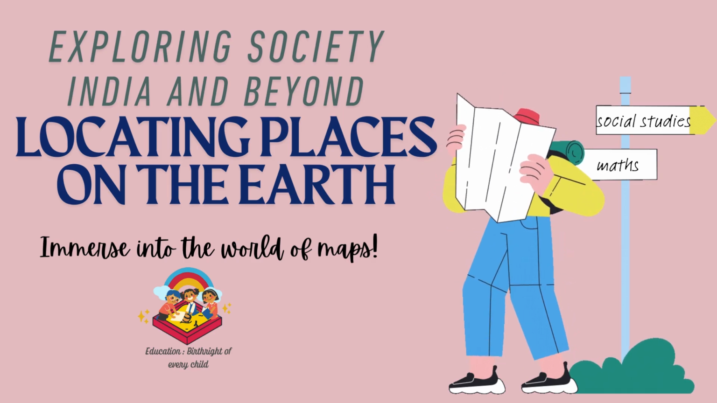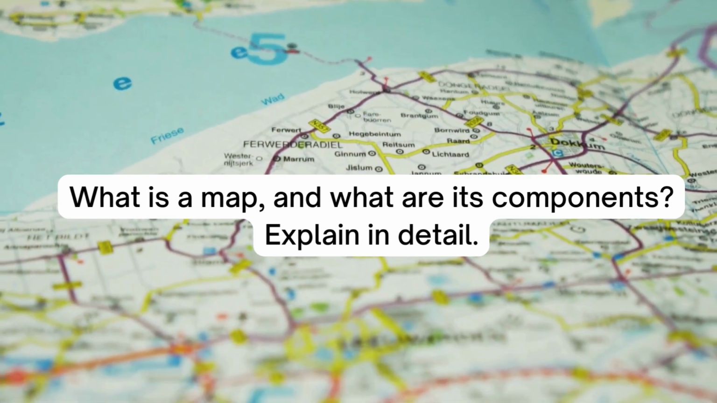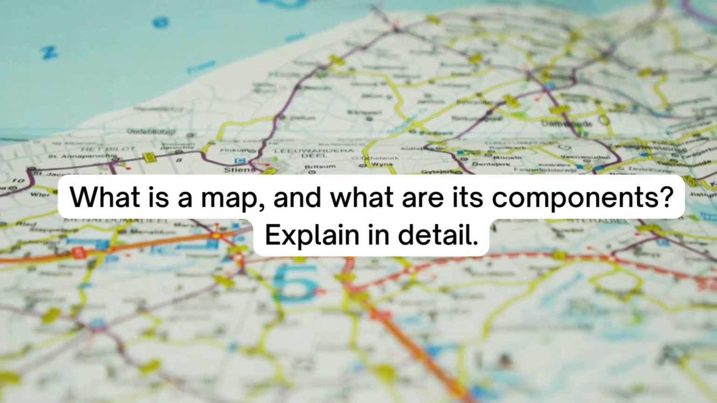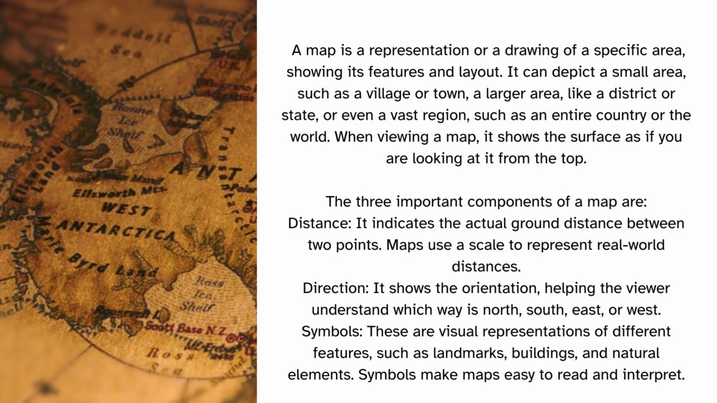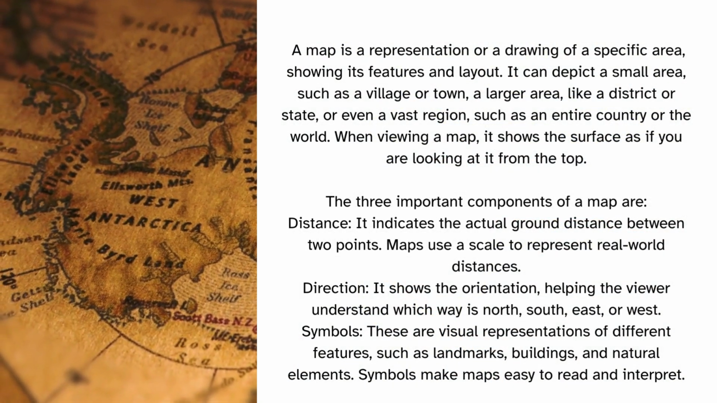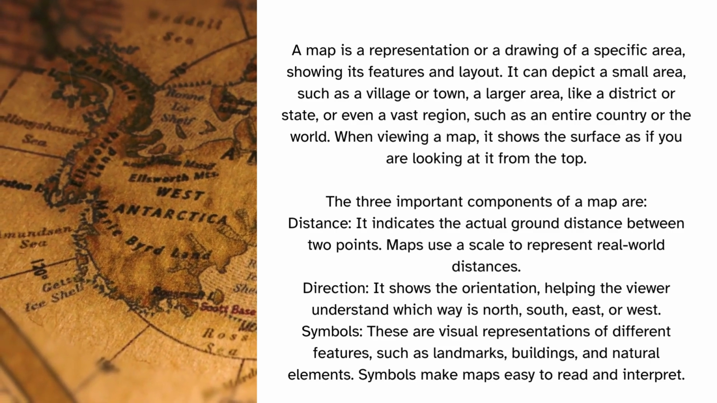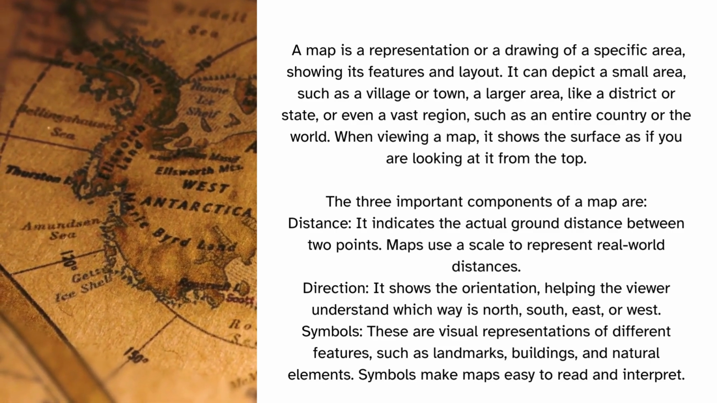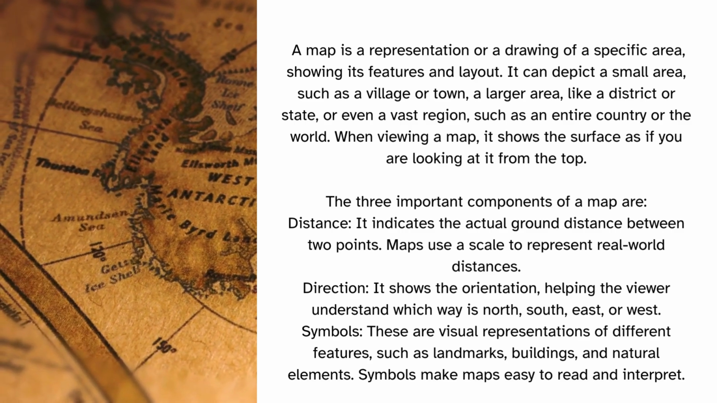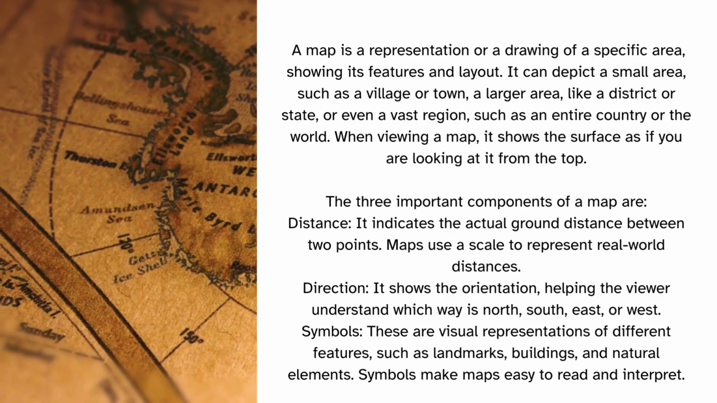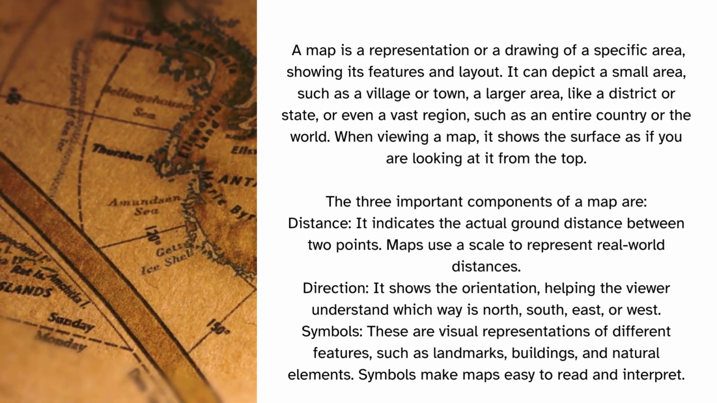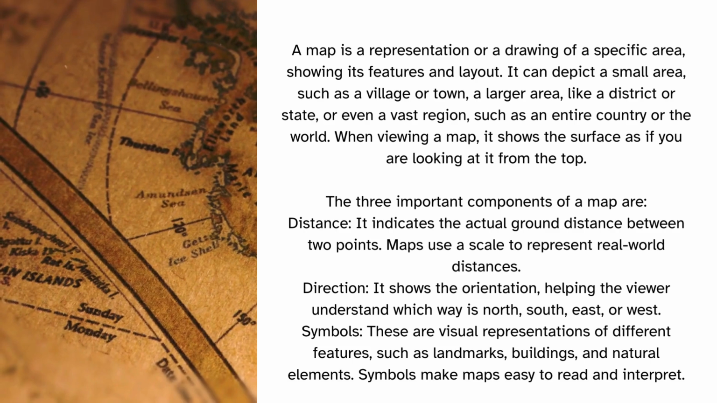Locating places on the earth. First question is, what is a map and what are its components? A map is a representation or a drawing of a specific area showing its features and layout. It can depict a small area, village, town, district, or even an entire country. The three major important components of a map are distance, direction, and symbol.